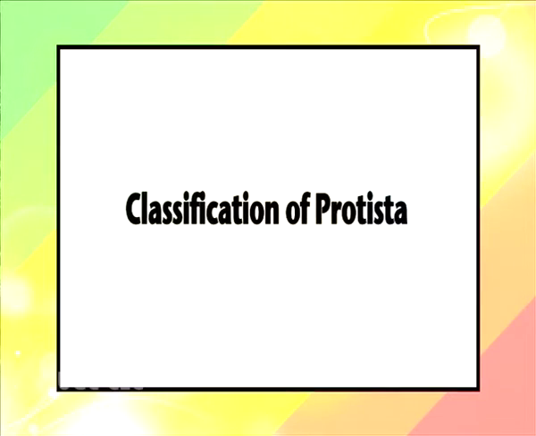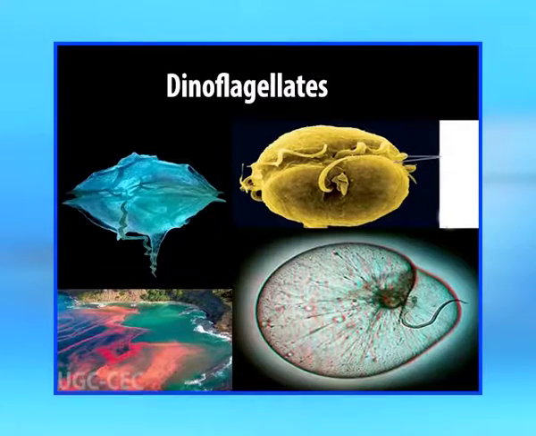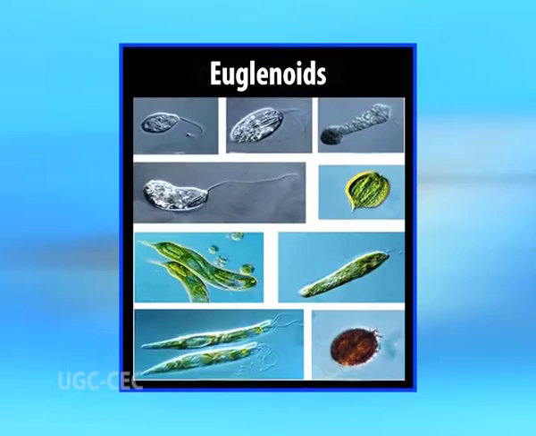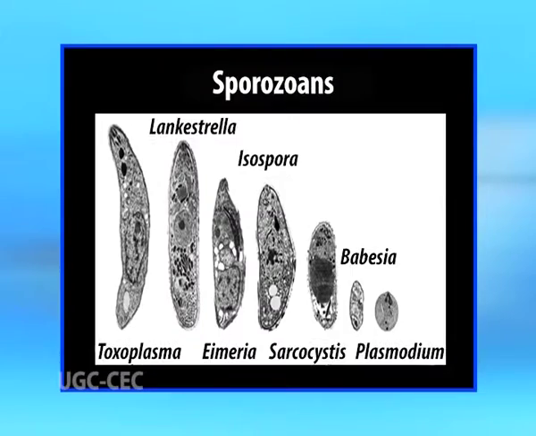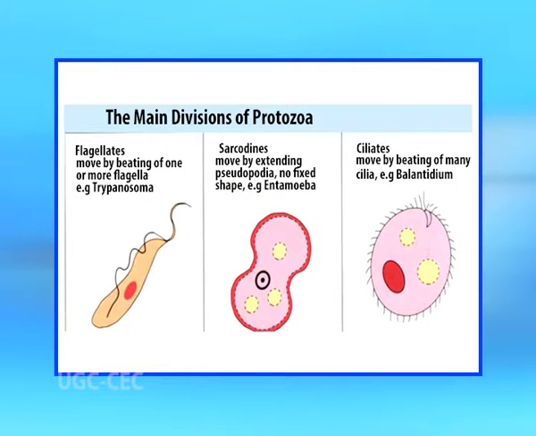Now the classification of Protista. The major groups of protists are chrysophytes, dinoflagellates, euglenoids, slime molds, sporozoans and protozoan protists. The protozoan protists are further classified into zooflagellates, sarcodines and ciliates on the basis of locomotory organs.